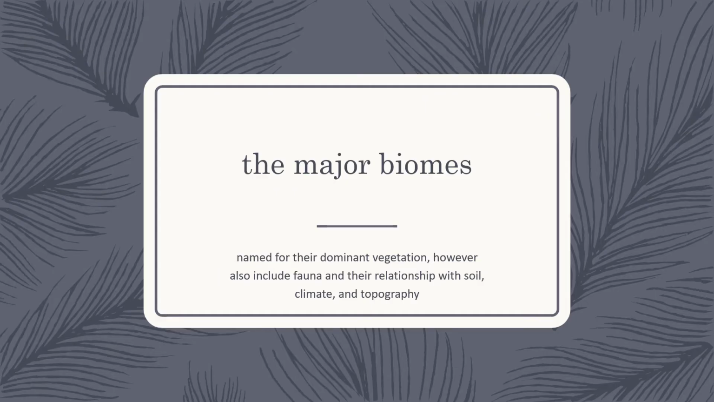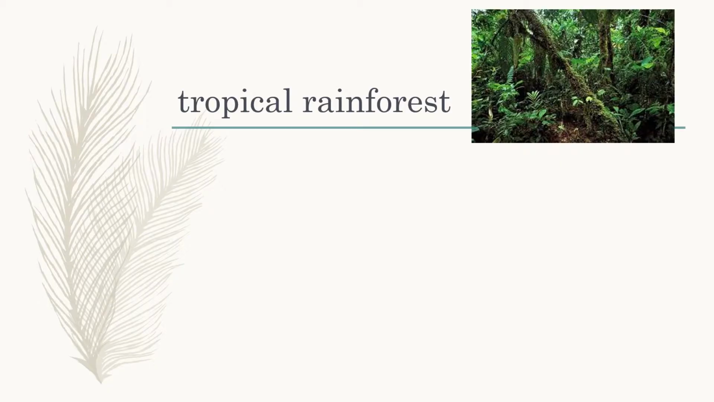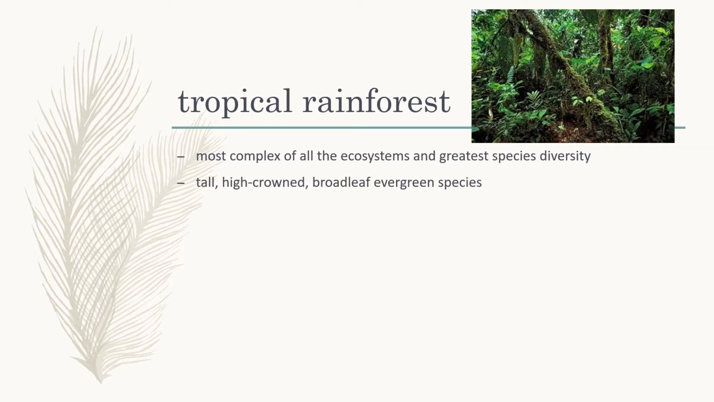Now we circle back to the 10 major biomes in detail. The first is the tropical rainforest, the most complex ecosystem in the world. Many of the plants in this biome are broadleaf evergreen species that do not have a seasonal leaf fall. The trees form a canopy over the undergrowth. However, the canopy is layered, unlike normal forest.